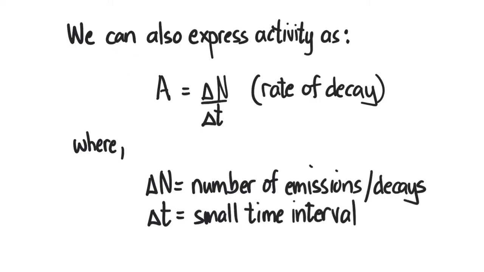We can also express activity in the following way, as A is equal to the rate of decay. So this would be the change in the number of nuclei per unit time. So the change in the number of nuclei would be that amount of nuclei which have undergone the decay. So we see here delta N is the number of emissions or decays, and delta T is a small time interval.